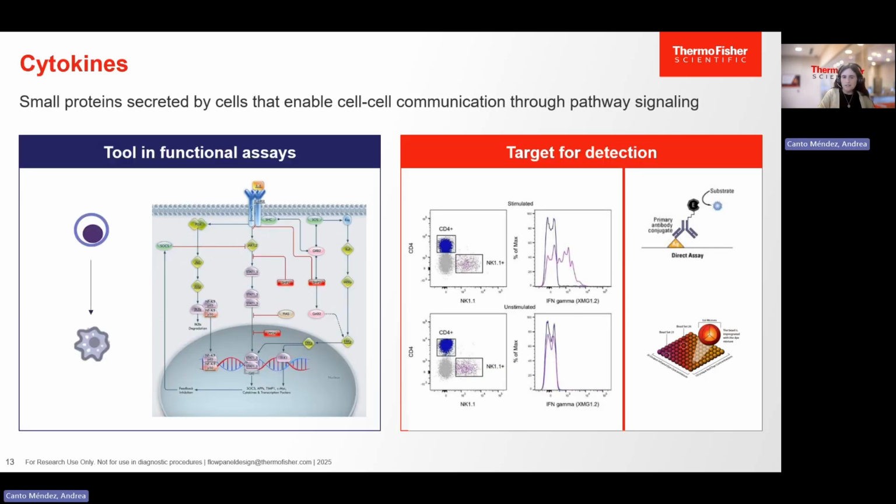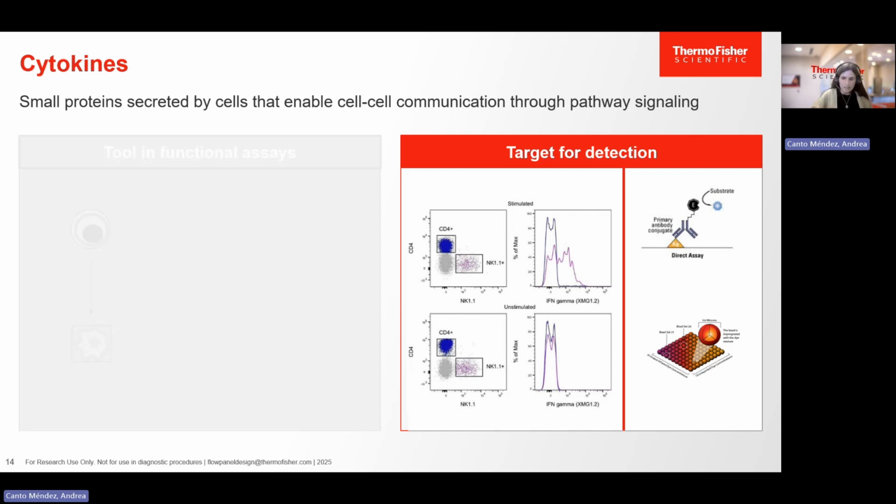Now that we covered the use of cytokines as a tool to obtain a desired phenotype, we would like to focus a little bit more on the use of cytokines as the target of our experiment for their detection. This is something we can achieve via multiple techniques. Here you can see an example of how we measured interferon gamma by flow cytometry.